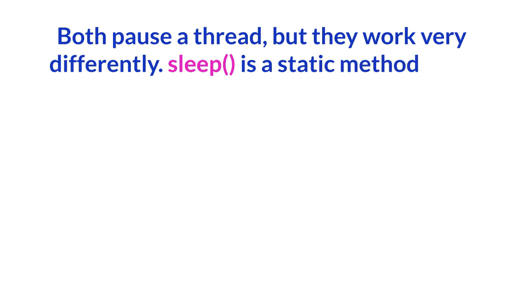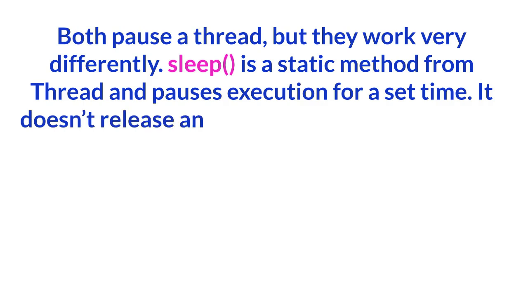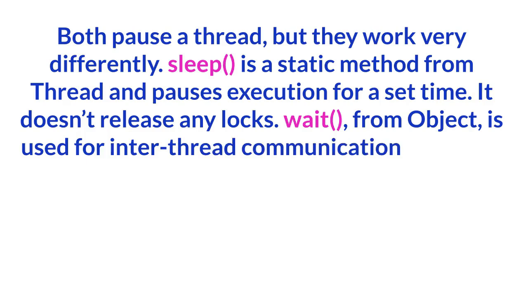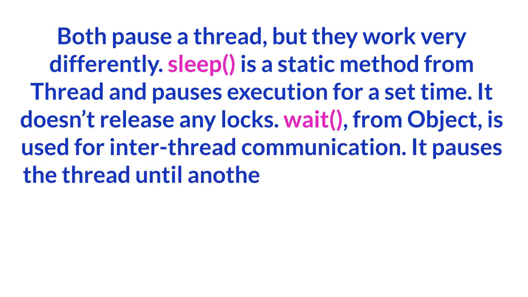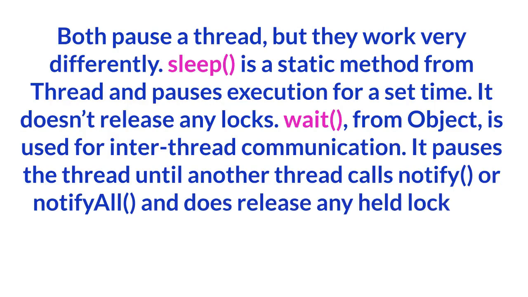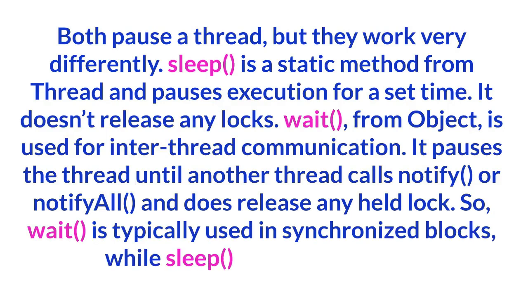Both pause a thread, but they work very differently. Sleep is a static method from Thread and pauses execution for a set time. It doesn't release any locks. Wait, from Object, is used for inter-thread communication. It pauses the thread until another thread calls notify or notifyAll, and does release any held lock. So, wait is typically used in synchronized blocks, while sleep is used for timing.